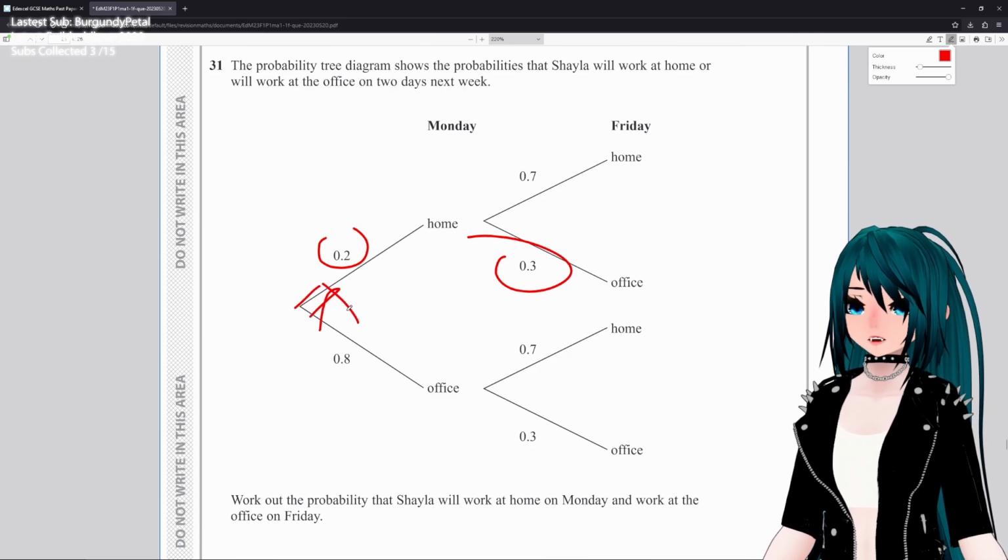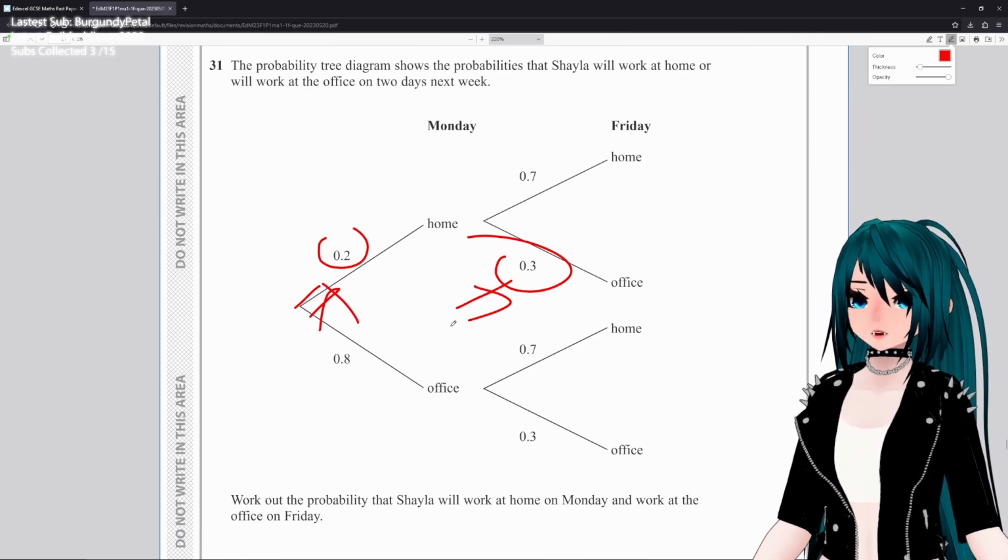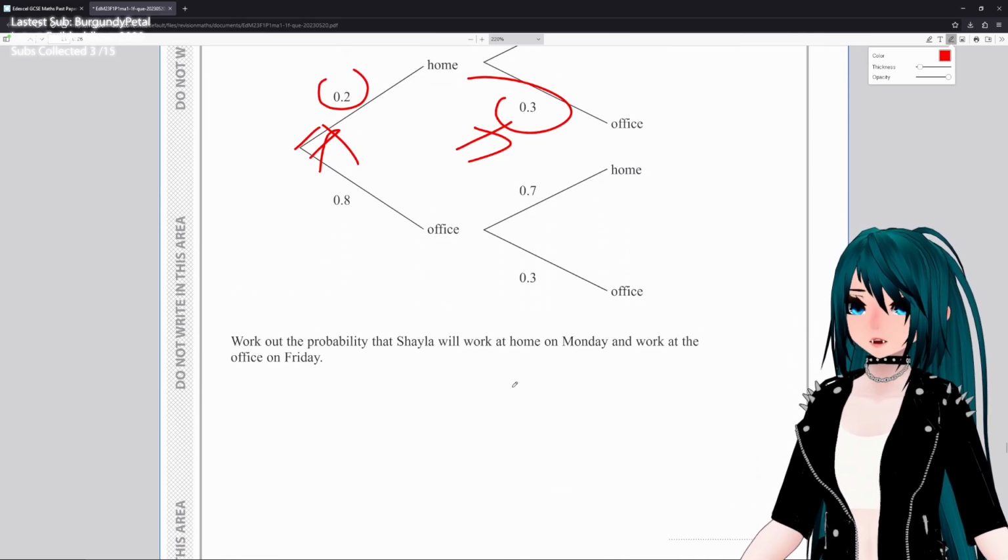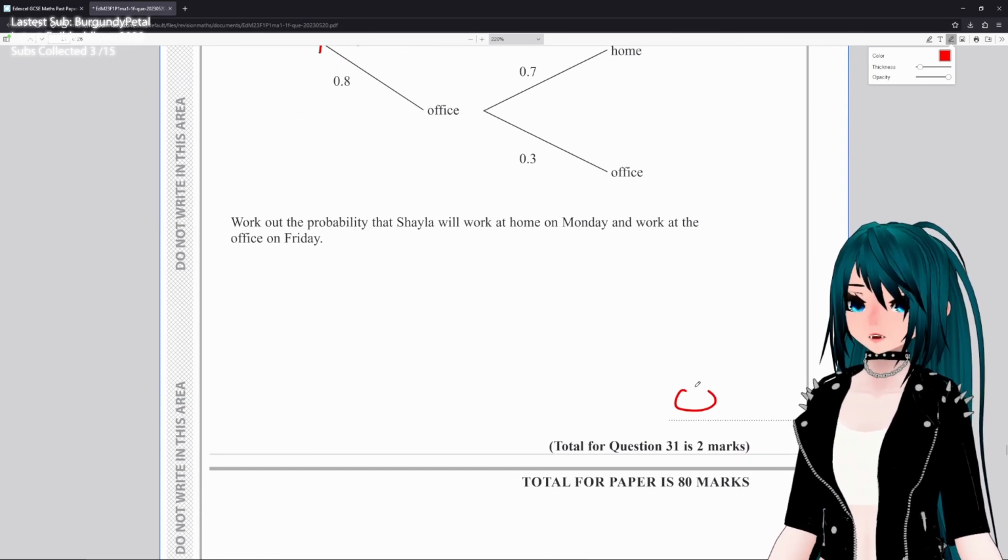Be 20% chance that she works at home and then a 30% chance she works in the office. So like 0.15 or something.